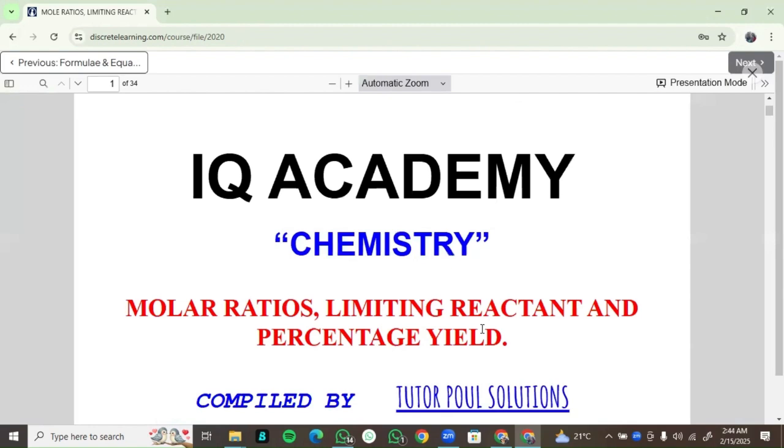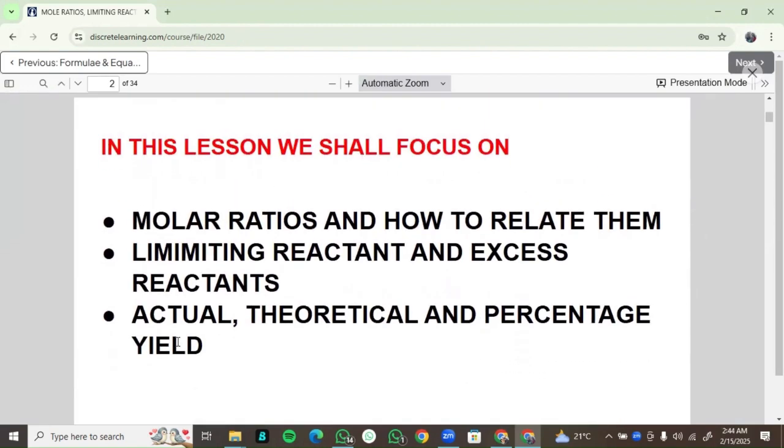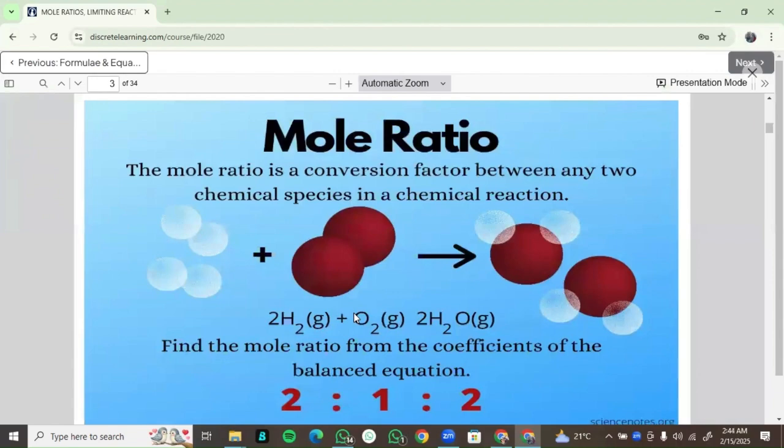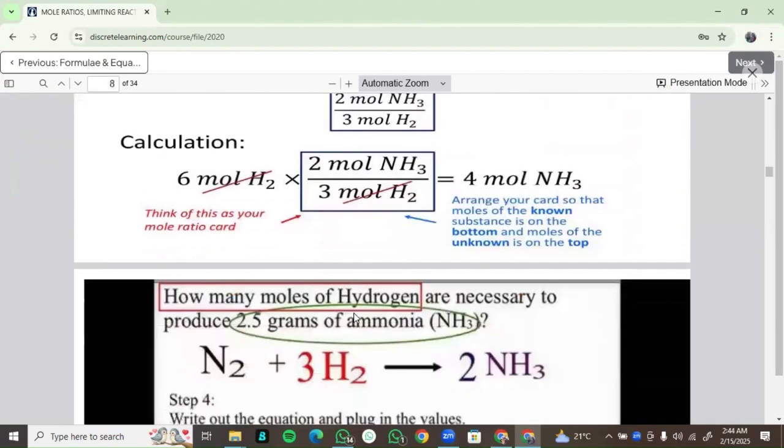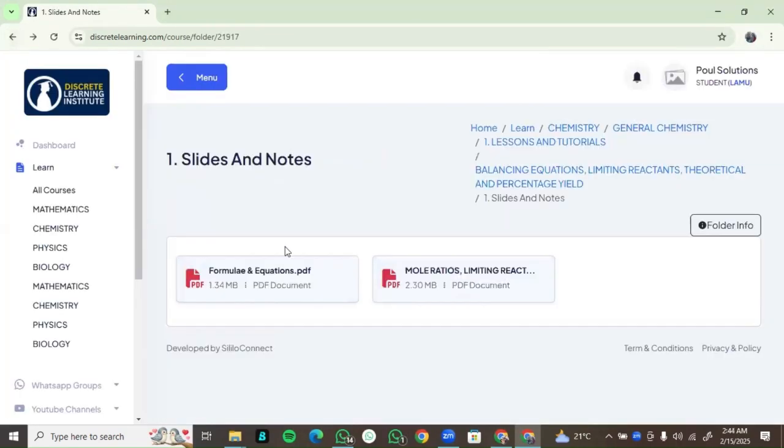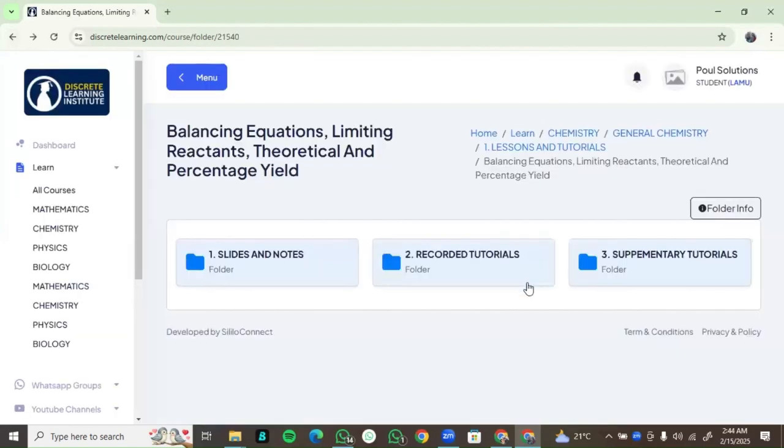Some of them look like this. In my notes, I clearly indicate what we're going to focus on, so these were the objectives for these notes. Then you can read your notes just the way you want. And if we leave these notes, we can also go to the recorded tutorials.